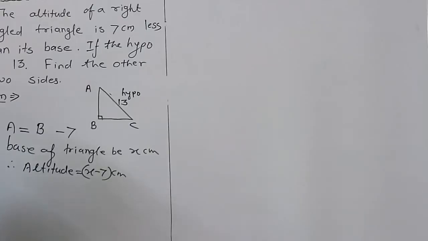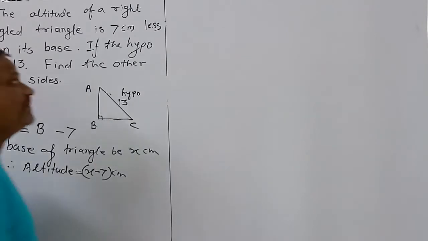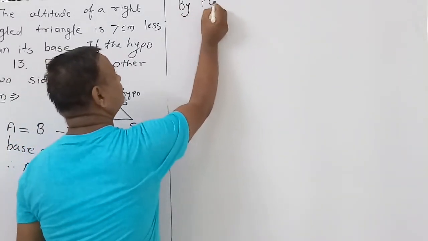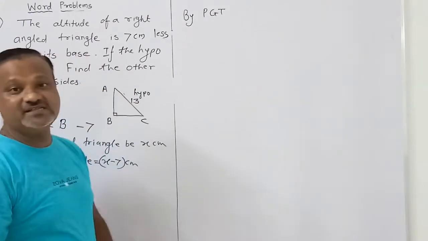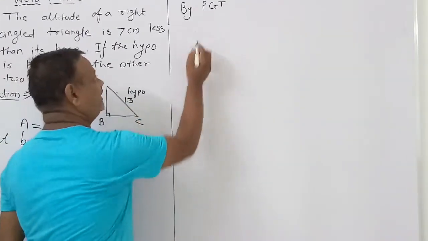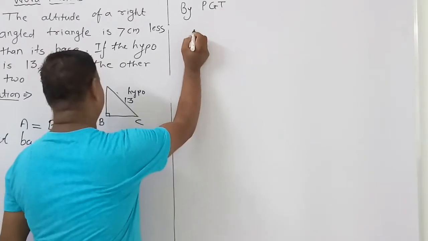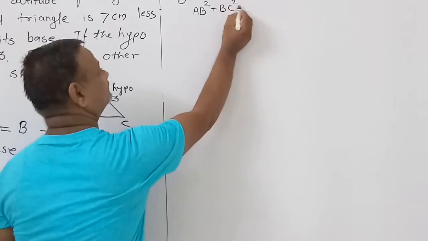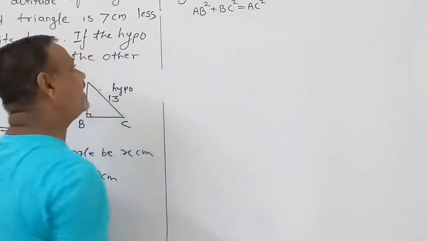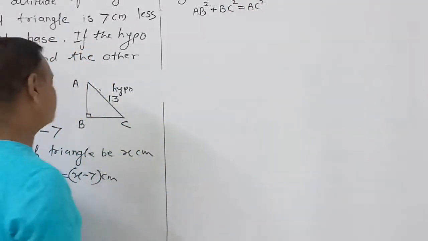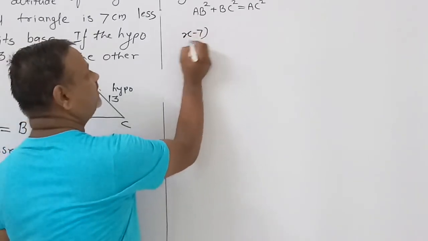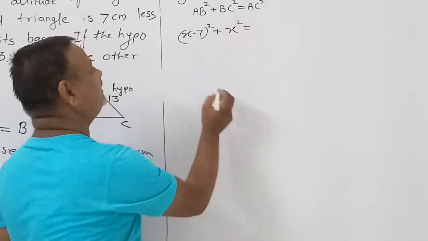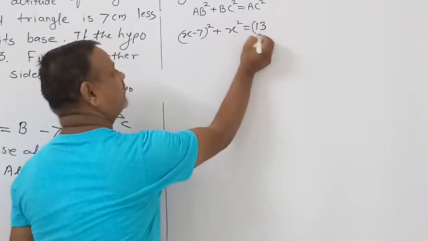Got it? We know the Pythagoras theorem. By using the Pythagoras theorem, what will we write? Hypotenuse square, that is AC square, is equal to AB square plus BC square. Okay, so we put here the values. AB is nothing but x minus 7. So (x minus 7) whole square plus x square is equal to AC square, means 13 square.